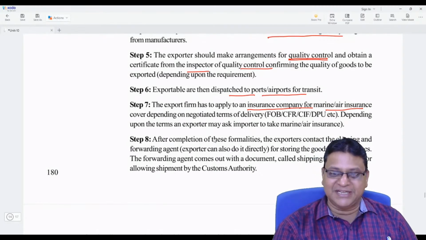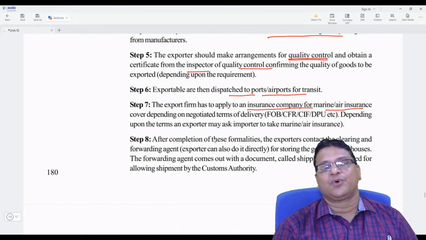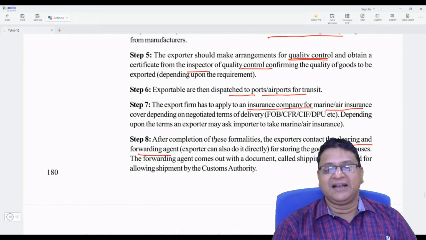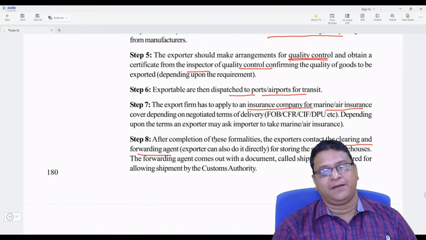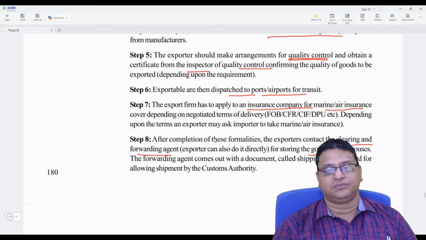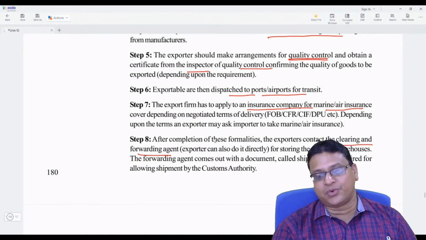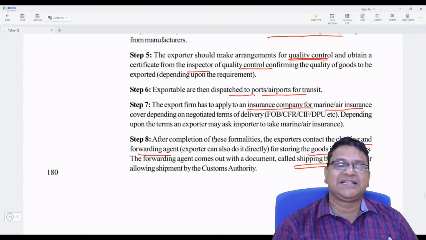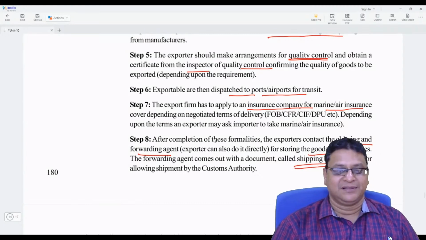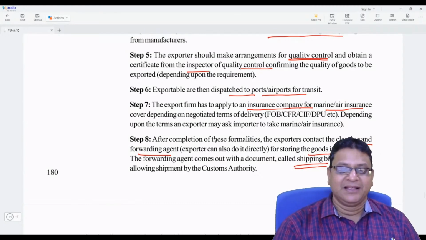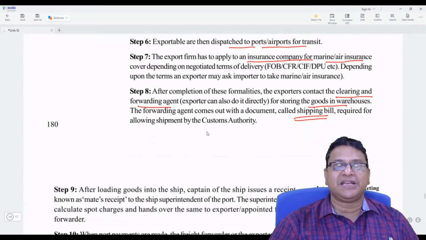After all these formalities are over, you have to contact one C&F agent. What is a C&F agent? Clearing and forwarding agent, who will store your goods in the warehouse of the port. And once it stores your goods in the port, it will issue a document to you that is known as shipping bill. And shipping bill is required for customs clearance.